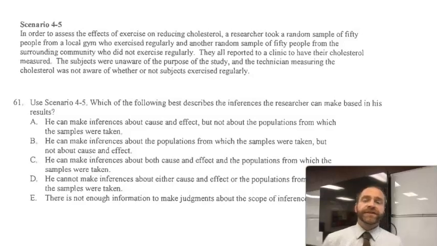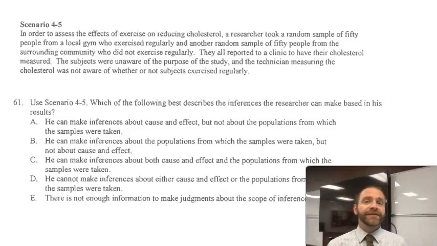We're looking at question 61 of the AP Statistics Midterm Review Packet, and we're told to use scenario 4-5. Before I even read that, though, I want to read what I'm looking for. We're told to pick which of the following best describes the inference the researcher can use based on the results. So I now know when I'm reading that prompt, I need to look for scope of inference. That's the actual phrase from our notes, if you want to look up how scope of inference works. So let's go ahead and read it.